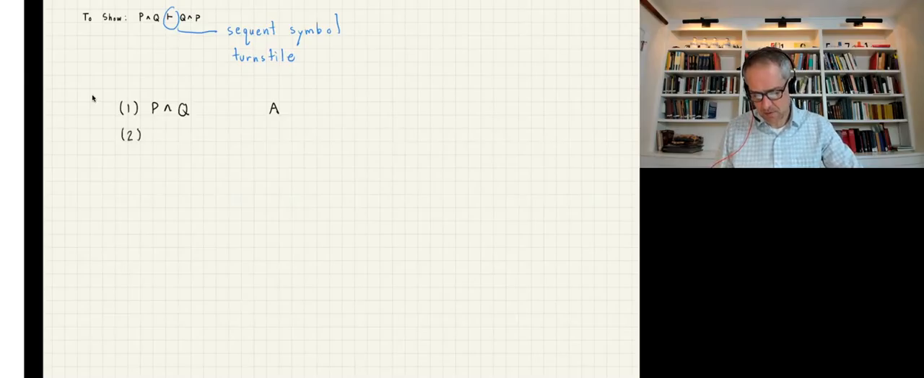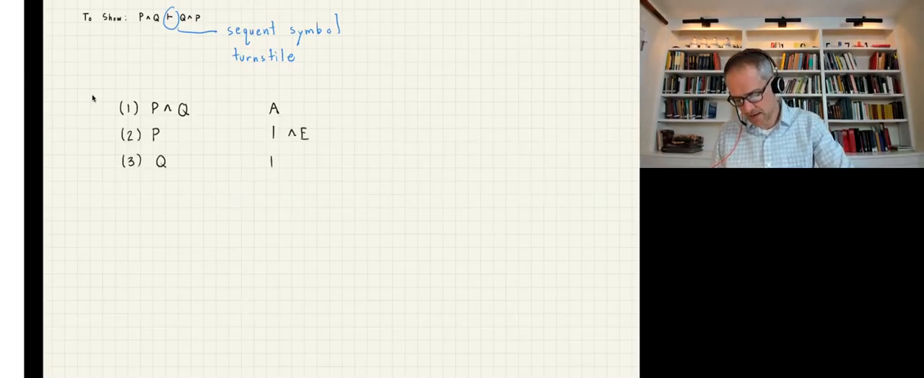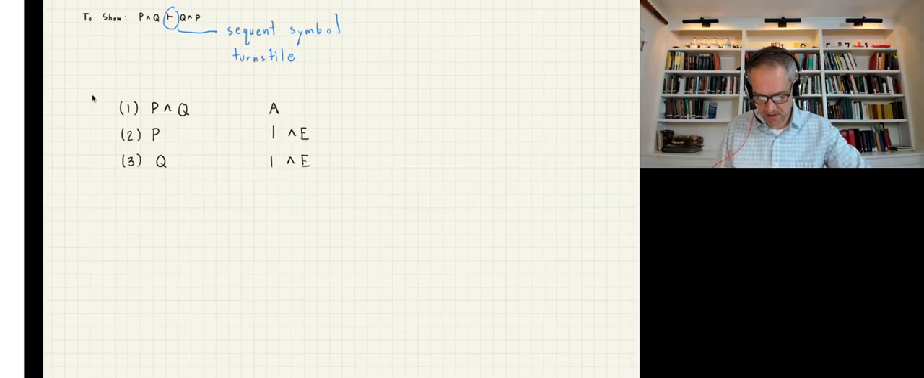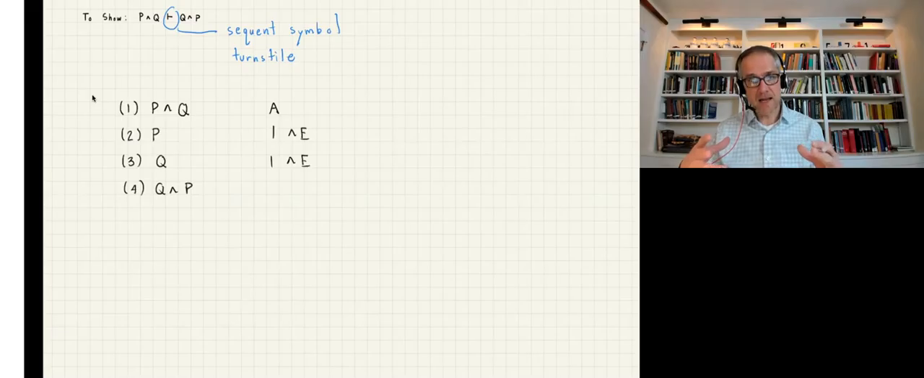So what I do is I write down P, that's one and elimination. I write down Q, that's also one and elimination. Remembering, and elimination lets you peel from either the left or the right side, from the left conjunct or the right conjunct. And then finally, I write Q and P. And introduction, like and elimination, lets you do it either way. And so now I can put the Q on the left and the P on the right.